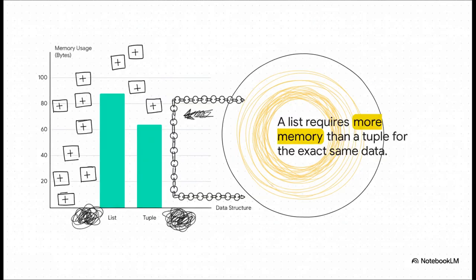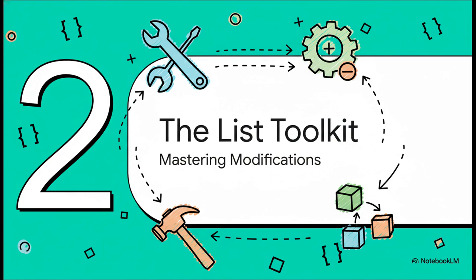And check this out. This chart shows that memory difference perfectly. For the exact same data, the list takes up 88 bytes, but the tuple only needs 64. And you might be wondering why. Well, it's because lists have to plan ahead. They set aside extra space just in case you decide to add more stuff later. Tuples don't have to worry about that, which makes them much leaner and more efficient for data that's not going to change.